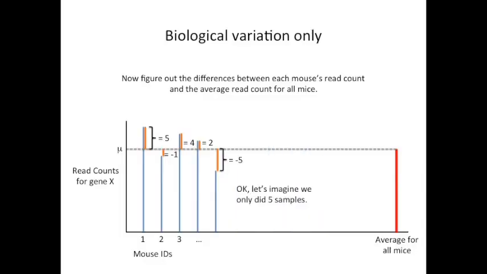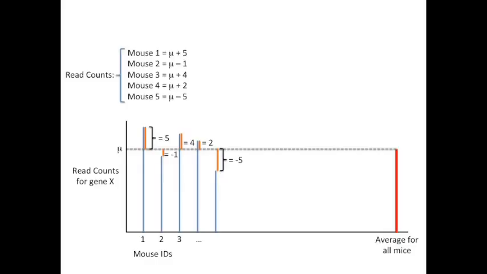Okay, this is getting tiring. Let's imagine we only did 5 samples. We can now formulate the read counts for each mouse as mu plus the difference from mu. Why we would like to do this will be seen shortly, so just hang on.